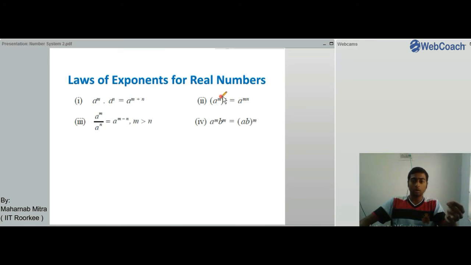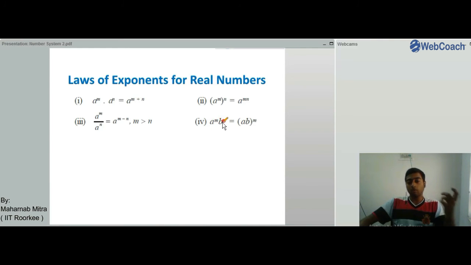The second rule is a to the power m whole to the power n, and the result which we get is m and n get multiplied with each other, right? And the third rule is a to the power m by a to the power n. If we divide two numbers, what happens is the powers get subtracted. Now here it is logical, right? If they are multiplied, the powers get added. If they are divided, the powers must get subtracted.